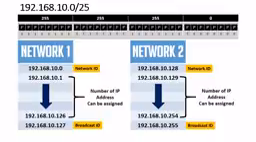Let's take another example. As you can see here, the IP address 192.168.10.0 with the CIDR value 26. The IP address is the same as our previous example, but this time we are using a CIDR value of 26.